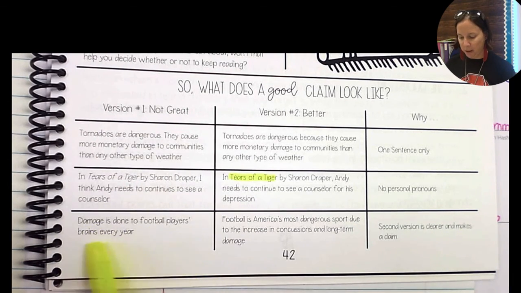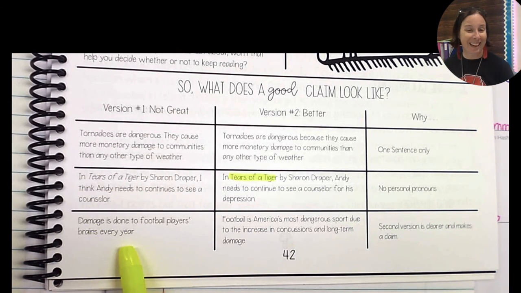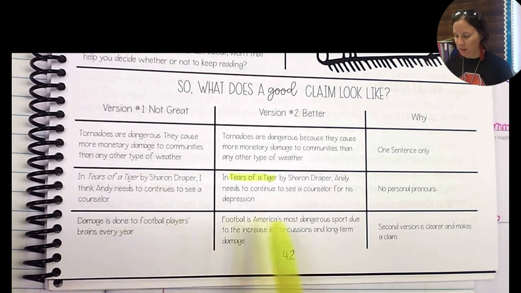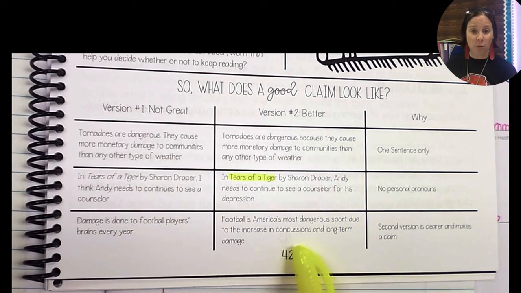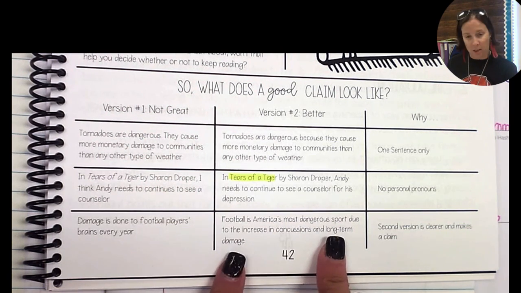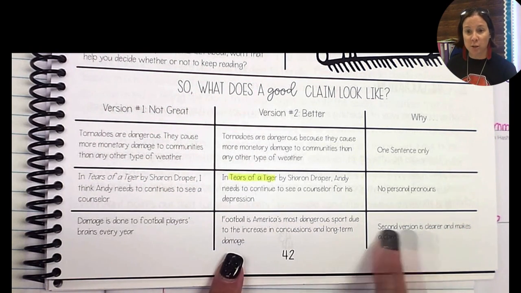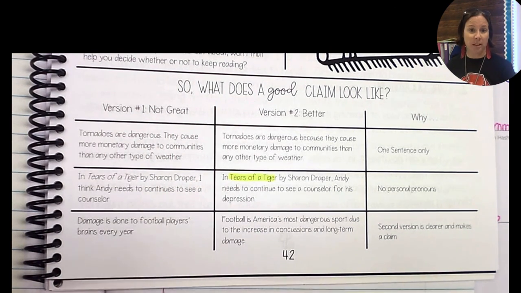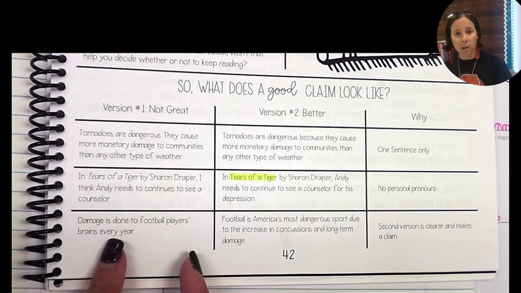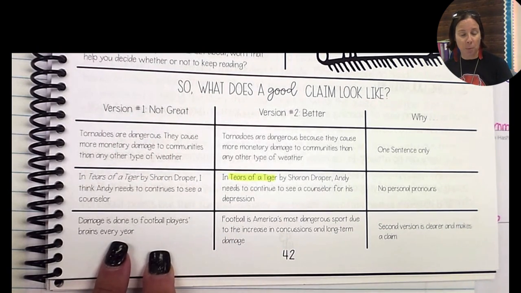Okay, ready? Damage is done to football players' brains every year. That's not great. This doesn't give me a ton of information, you guys. Here's a better one. Football is America's most dangerous sport due to the increase in concussions and long-term damage. Obviously, I'm going to learn about how dangerous football is, and mostly it's going to be focusing on concussions and the long-term damage of it. So do you see where the second version is clearer and makes a claim? This is just telling me the damage is done to brains every year. I don't know what from. I have no idea that concussions are involved.